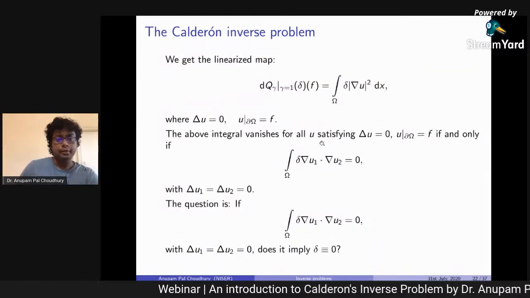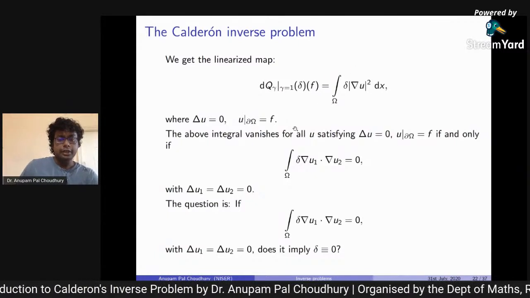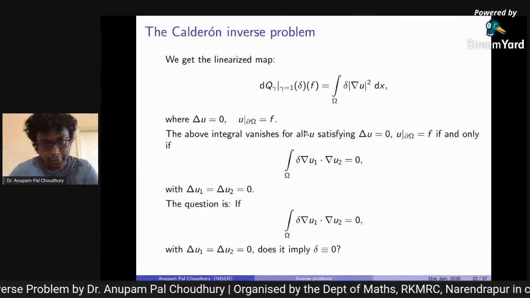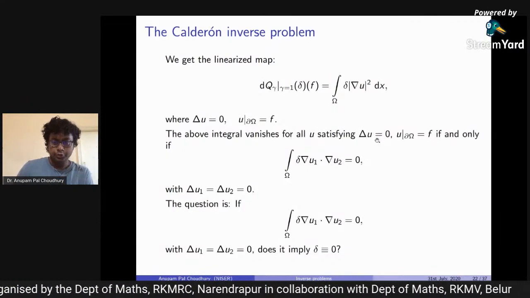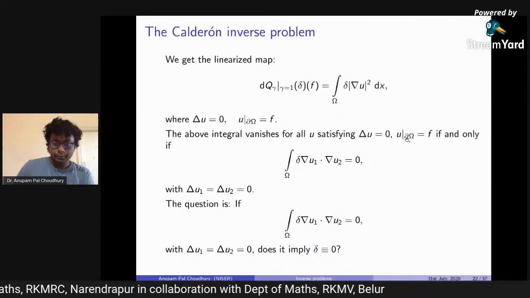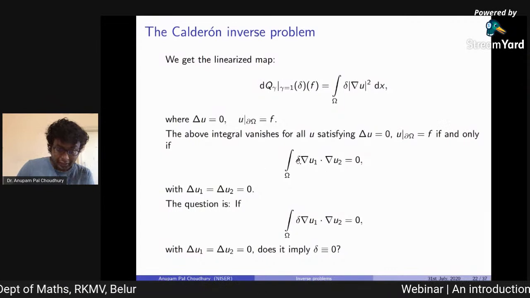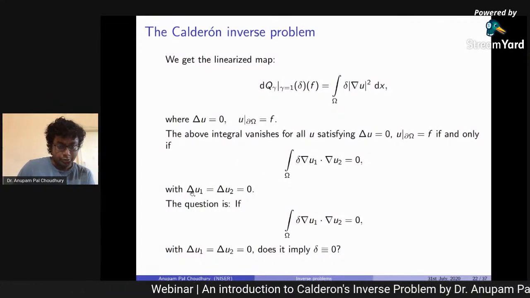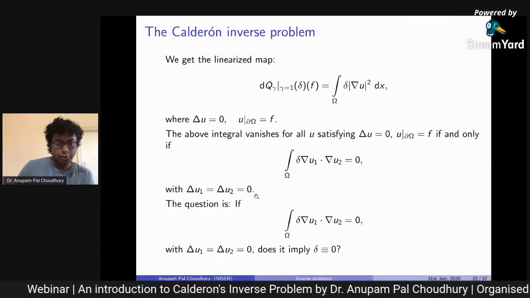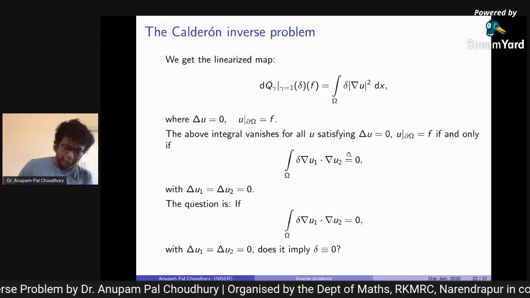So then, this linearized map, you get this integral. So the above integral, one can say that it vanishes for all u satisfying Laplace u equal to 0, with boundary value f, if and only if it vanishes for u1 and u2, which are solutions to Laplace u1 and Laplace u2 equal to 0, if this is satisfied. Okay, so it just needs a little bit of calculation, but it's quite easily done.